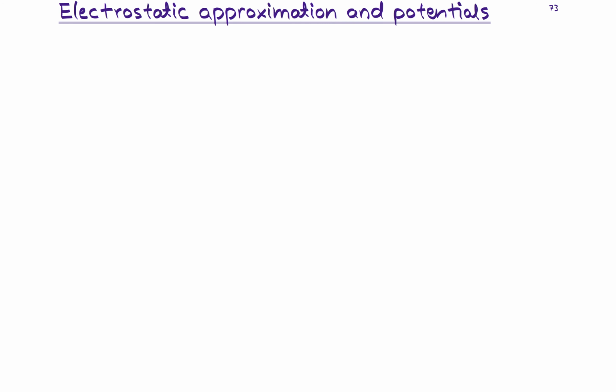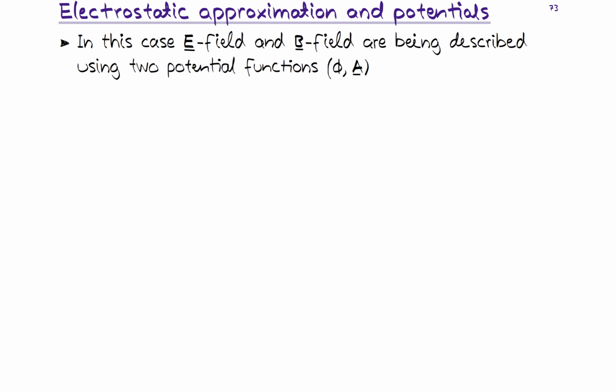In this case, we would have the E field and the B field, the magnetic field, described using these two potential functions. So we have phi, the scalar potential, and A, the vector potential. The B field would simply be the curl of the vector potential, and the E field will be the minus gradient of the scalar function, plus the addition arising from the vector potential: minus the time derivative of the vector potential.